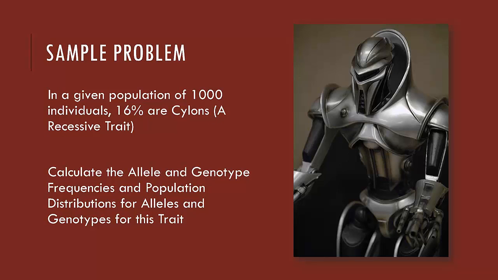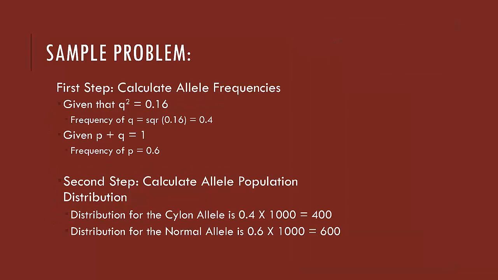So in a given population of 1,000 individuals, 16% are Cylons, which is a recessive trait. And so we need to calculate the allele frequencies, genotype frequencies, and population distributions for alleles and genotypes for this trait. So our first step is to calculate the allele frequencies. So given that Q squared equals 0.16, we can calculate the frequency of Q by taking the square root of Q squared, which gives us 0.4. We can then plug this into our allele frequency equation of P plus Q equals 1, and the difference will give us the frequency of P, which is 0.6.